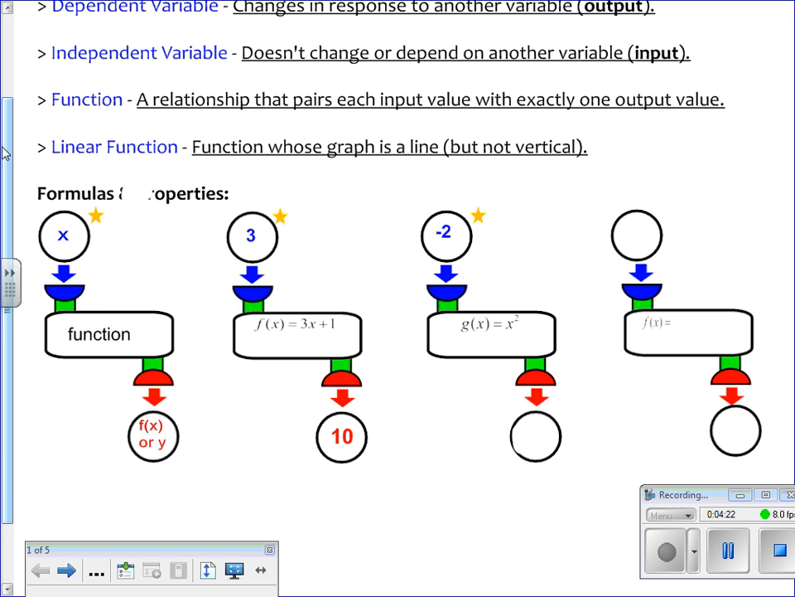And the next one. My x is negative 2. My function is to take x and square it. So I take negative 2 and I square it. What's negative 2 squared? Positive 4, because a negative times a negative is a positive. So I get 4.